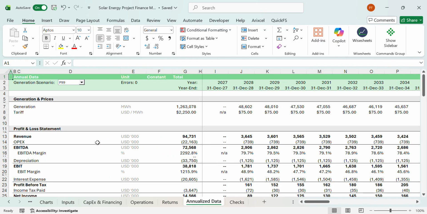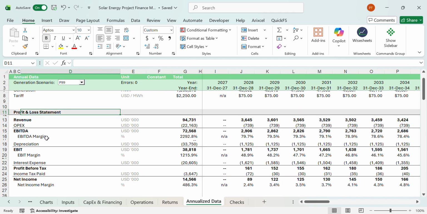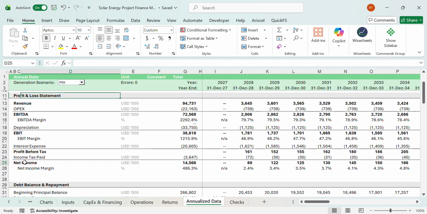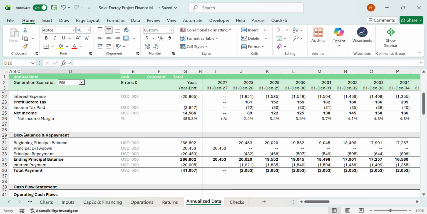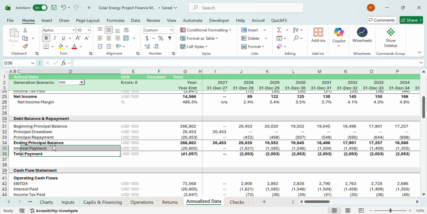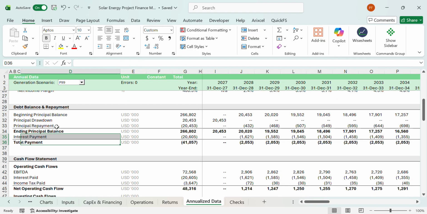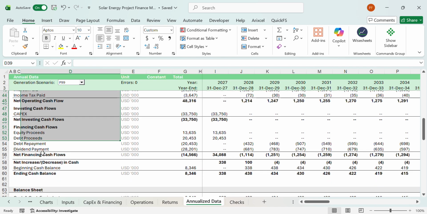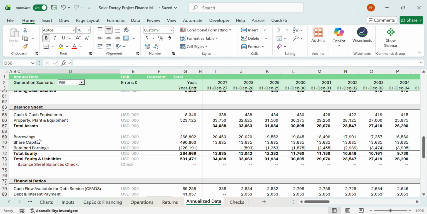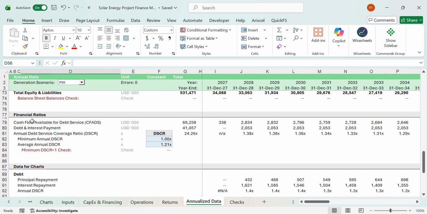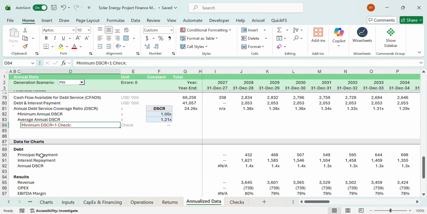In the analyzed data tab, we can find the profit and loss statement, so revenue, EBITDA, EBIT, and net income, together with the margins, of course. Then debt balance and repayment, so how much we are paying and how much debt we are issuing, and then the cash flow statement with operating cash flow, investing cash flow, and financing cash flow. And then scrolling down, we can also find the balance sheet and some financial ratios, like debt service coverage ratio, and so on.